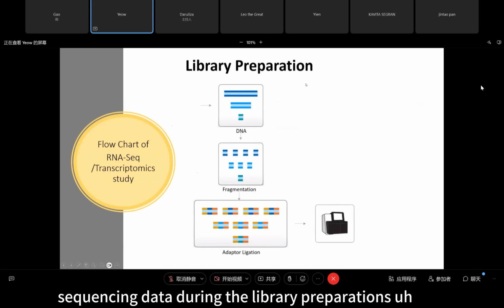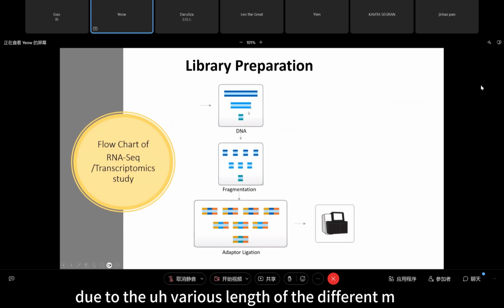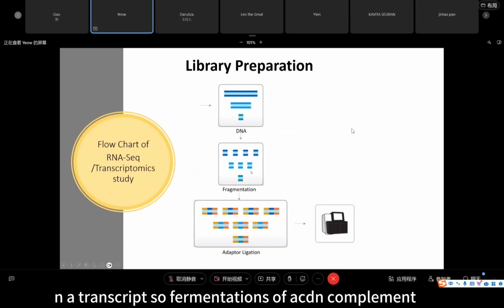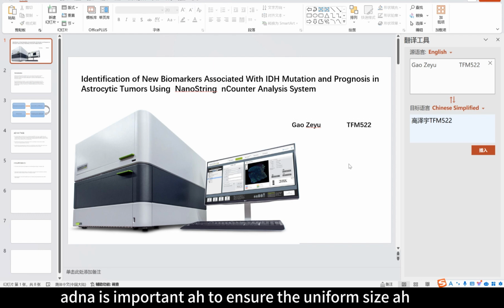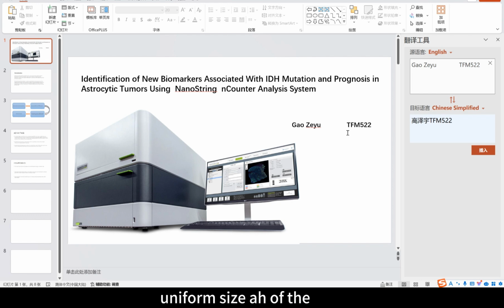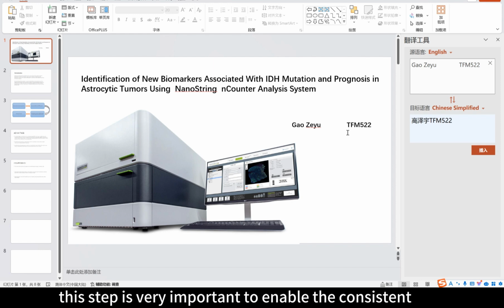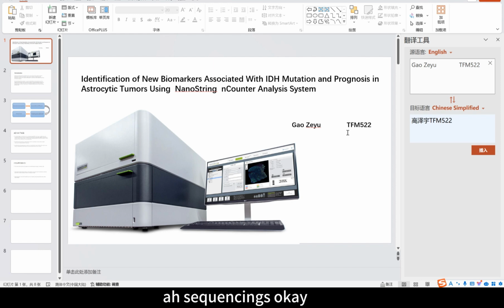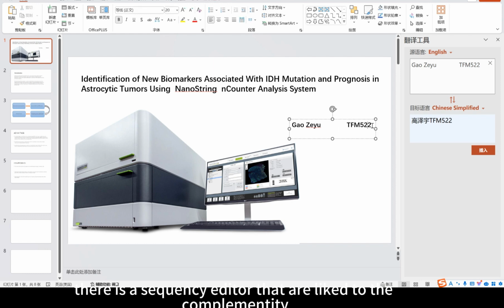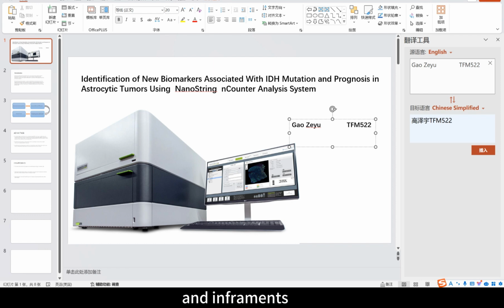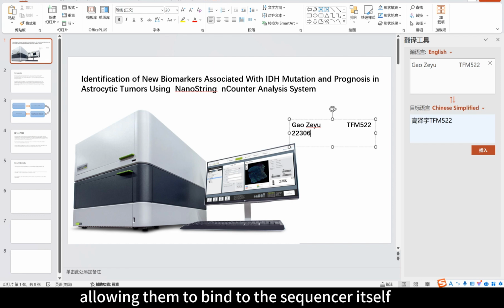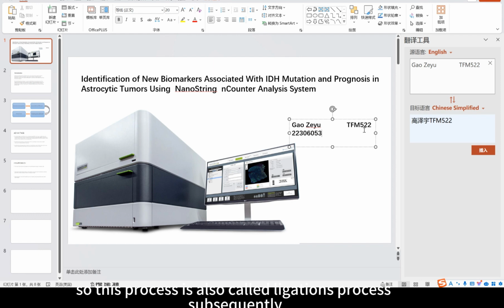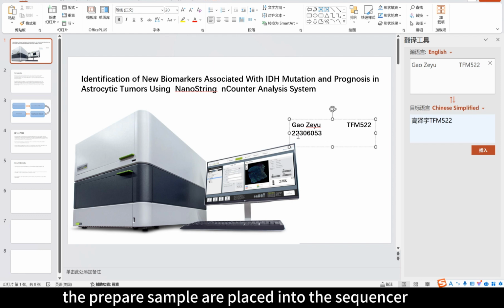During library preparation, due to the various lengths of the different mRNA transcripts, fragmentation of the complementary DNA is important to ensure a uniform size of the sample. This step is very important to enable consistent sequencing. Then following the fragmentation, sequencing adapters are ligated to the complementary DNA fragments, allowing them to bind to the sequencer itself. This process is also called the ligation process. Subsequently, the prepared samples are placed into the sequencer.